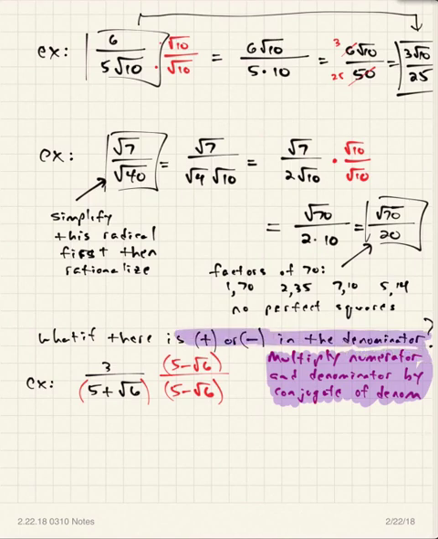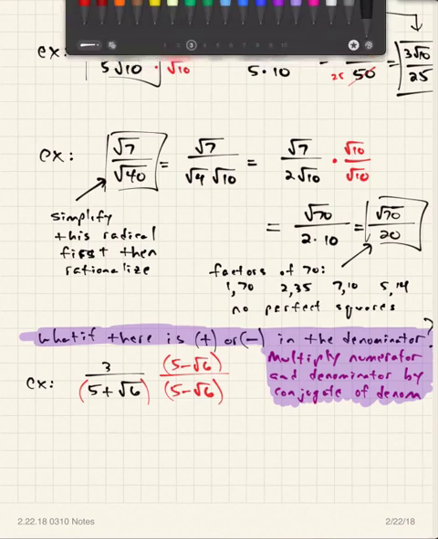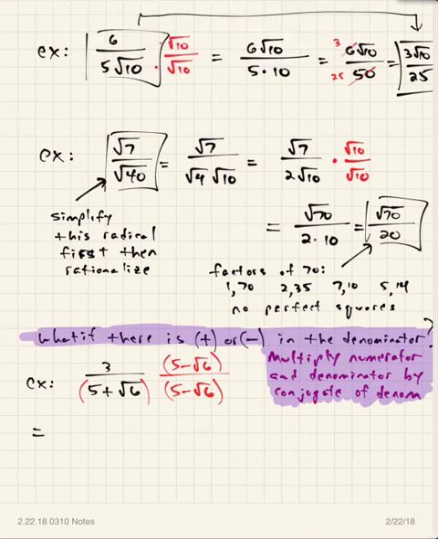All right, what if you have addition or subtraction in the denominator and you're trying to rationalize? What do you do? And the answer there is you multiply numerator and denominator by the conjugate of the denominator. All right, so let's see, what do we get? In the numerator, just leave it as 3 times 5 minus the square root of 6, because it might simplify at the end, so I leave it as multiplication.